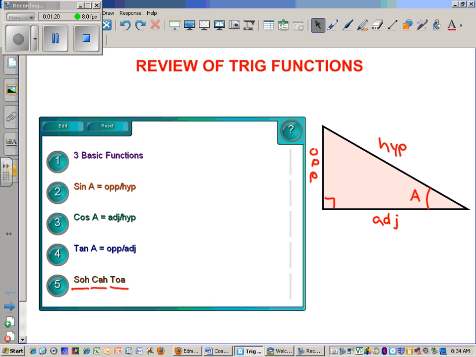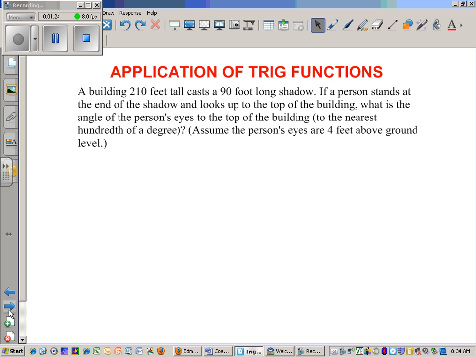So now we want to take a look at an application problem that utilizes these trig functions. So here's what we have. We have a building 210 feet tall that casts a 90-foot long shadow. If a person stands at the end of the shadow and looks up at the top of the building, what is the angle of the person's eyes to the top of the building? We'll try to get it to the nearest hundredth of a degree. And we'll assume that the person's eyes are 4 feet above ground level.